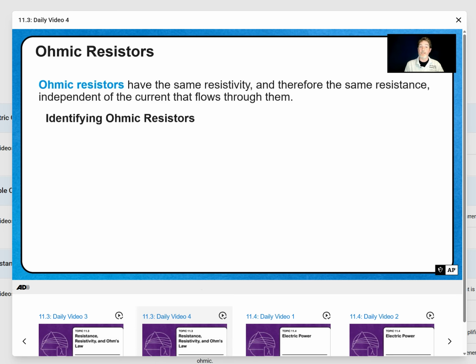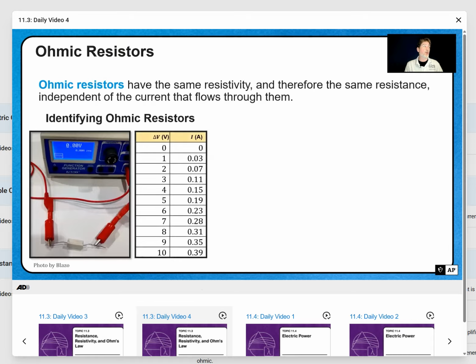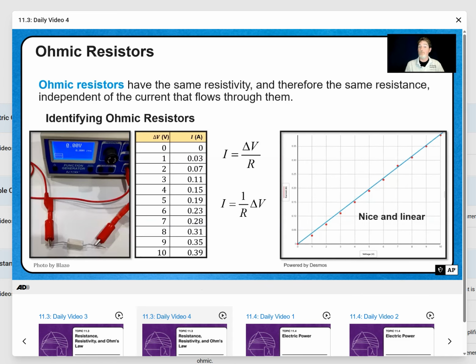Ohmic resistors follow Ohm's law, which means the material will have a constant resistivity and will have a constant resistance. Here we have a resistor that as we turn up the voltage, the current goes up. I equals V over R means that if we graph this, we'll get a nice straight linear graph, where as voltage increases, current increases. And the slope of that graph will be 1 over our resistance. Let's look at an example.